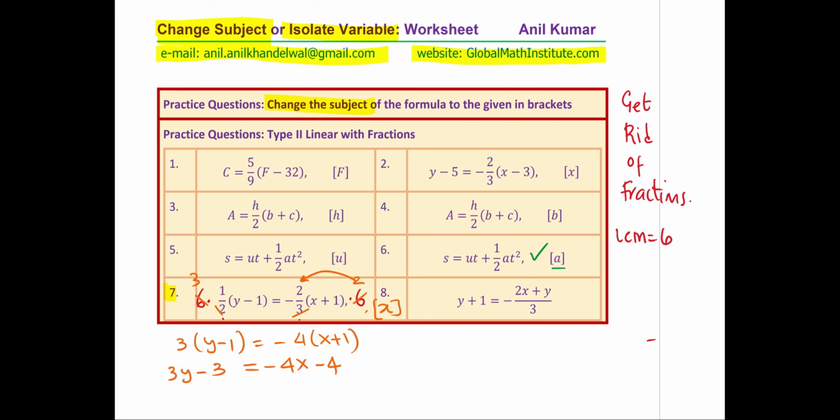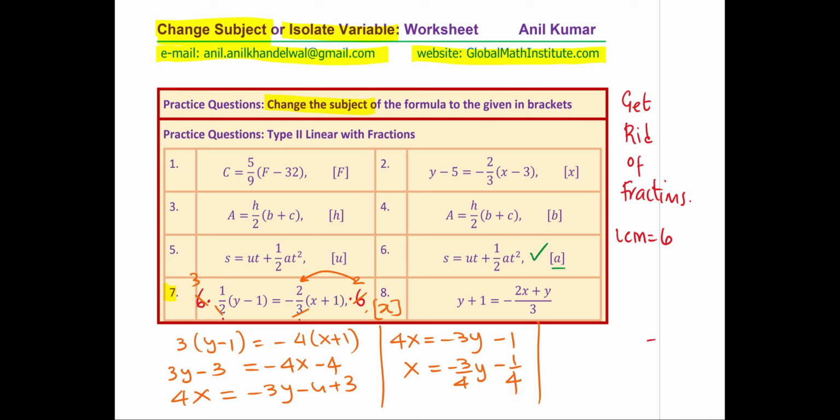Bring x to the left side. It becomes positive 4x, which equals, with y on the other side, minus 3y, and we have minus 4 plus 3. Now we can rewrite this as 4x equals 2 minus 3y, minus 4 plus 3 is minus 1. Dividing by 4, we get our equation, which is minus 3 by 4 y minus 1 over 4.